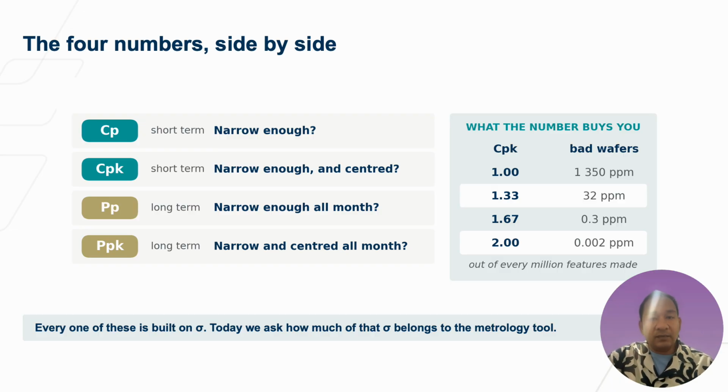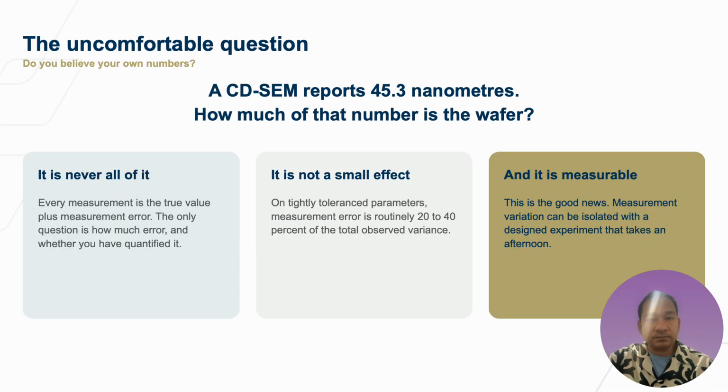Look at what every one of these 4 numbers has inside it: sigma, the estimate of process spread that we built in the previous 2 lectures. Today, we ask where that sigma actually comes from. Every one of those numbers is computed from readings produced by a metrology tool, and that tool has its variation as well. By the end of this lecture, the CPK you calculated for homework will have a different value.